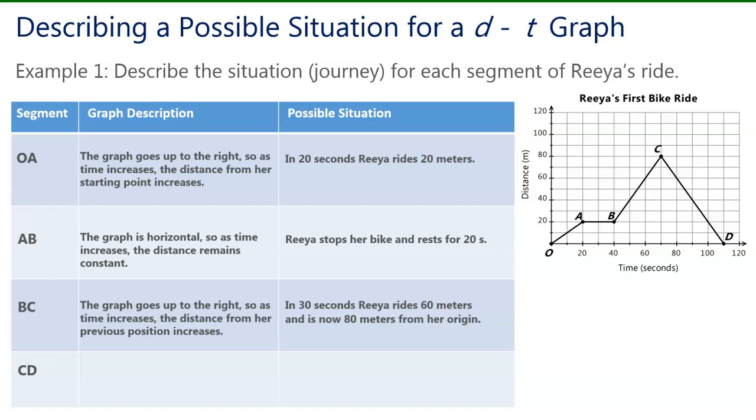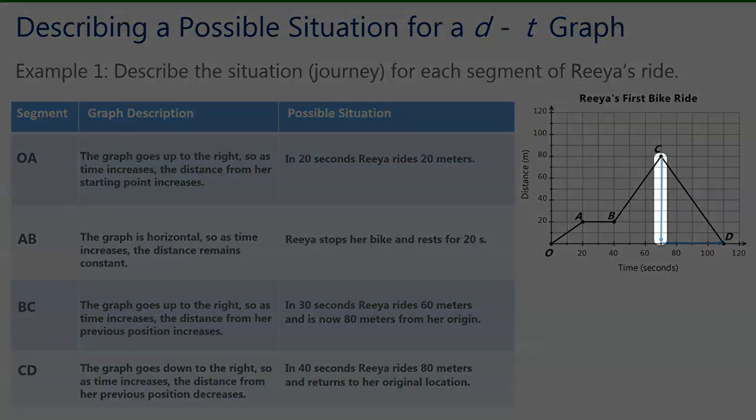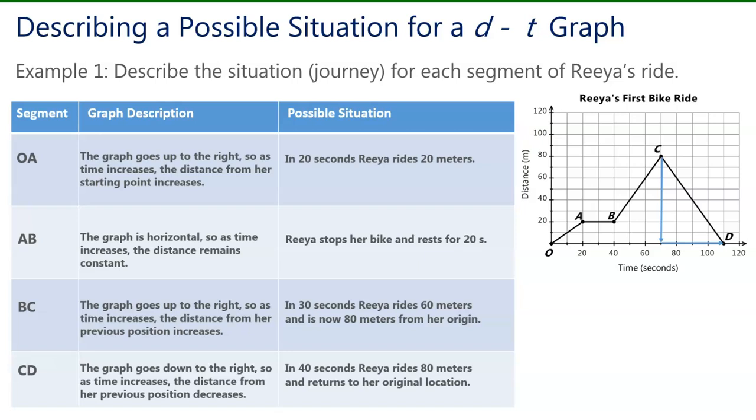Finally, segment CD. The graph goes down to the right, so as time increases, the distance from her previous position decreases. In 40 seconds, Ria rides 80 meters and returns to her original location. It's 80 meters because at point C she's 80 meters and at D she's 0 meters from her original location.